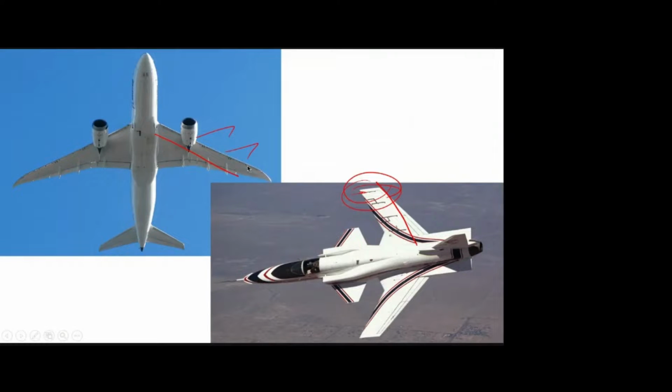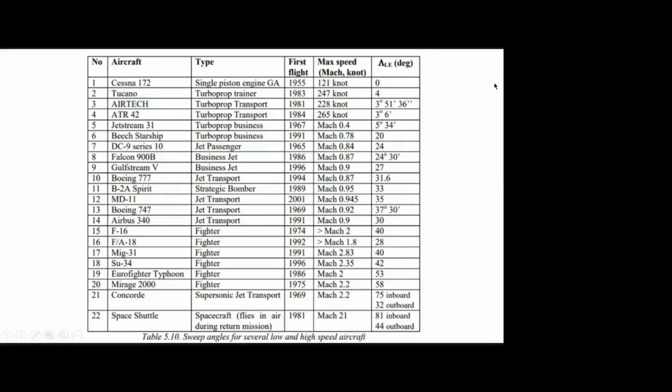So using that sweep angle, we are increasing the speed of the aircraft. So it can fly at more speeds. We can increase the critical Mach number. Here they mentioned the sweep angle range. You see, all the commercial aircraft, it will be approximately 30 degree. Okay.